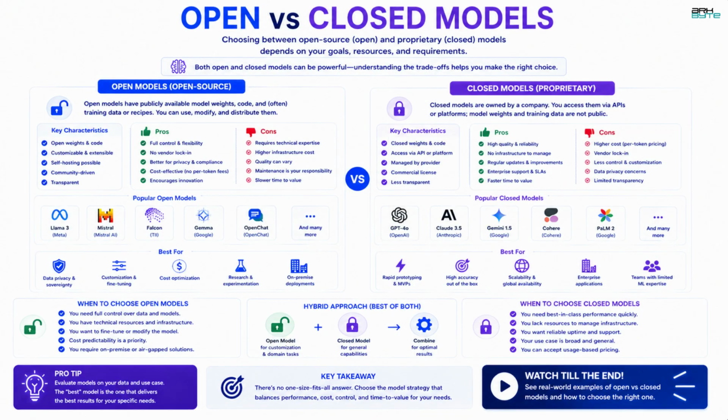Now let me explain to you what open and closed models are. When choosing an AI model, one big decision is whether to use an open model or a closed model. Both are powerful, but the best choice depends on your needs. Open models are usually available for download, customization, fine-tuning, and self-hosting. Examples include Meta Platforms' Llama, Mistral AI, Google Gemma, and Falcon.